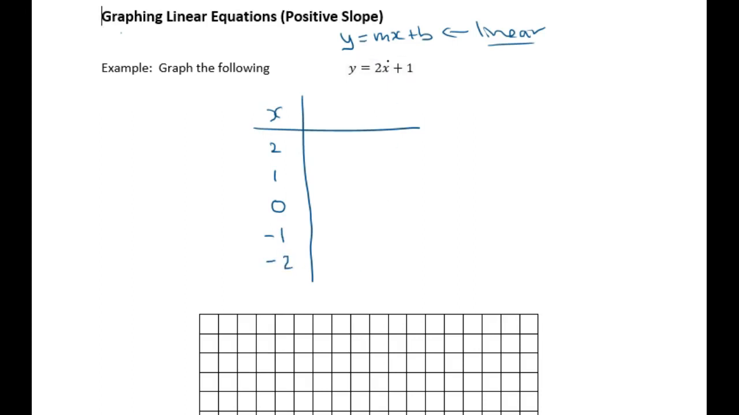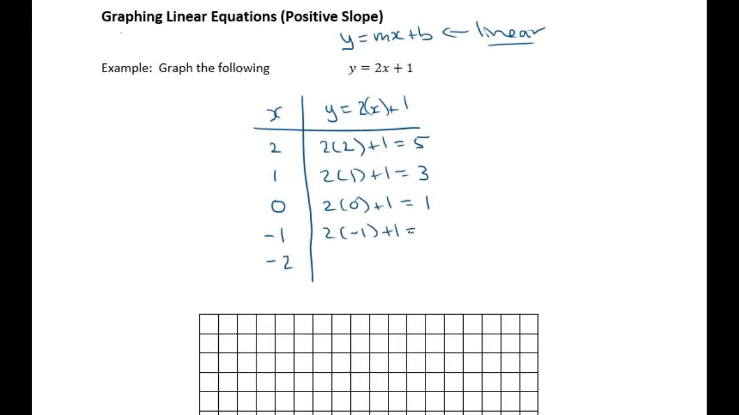And then we can substitute into our y value, which is 2 times x plus 1. So we're basically substituting in for x here. 2 times 2 plus 1 gives me a y value of 5. 2 times 1 plus 1 gives me a y value of 3. 2 times 0 plus 1 gives me a y value of positive 1. 2 times negative 1 plus 1 gives me a y value of negative 1. 2 times negative 2 plus 1 gives me a y value of negative 3.